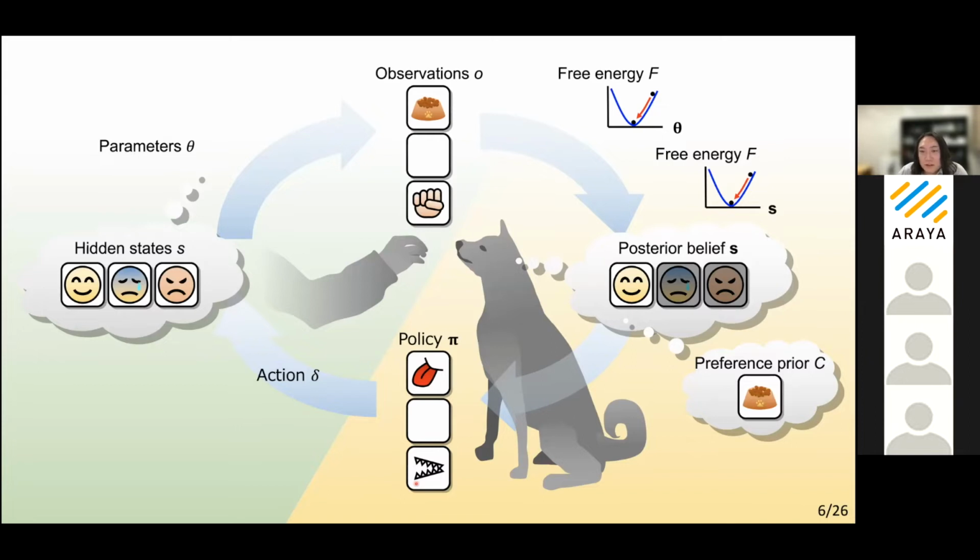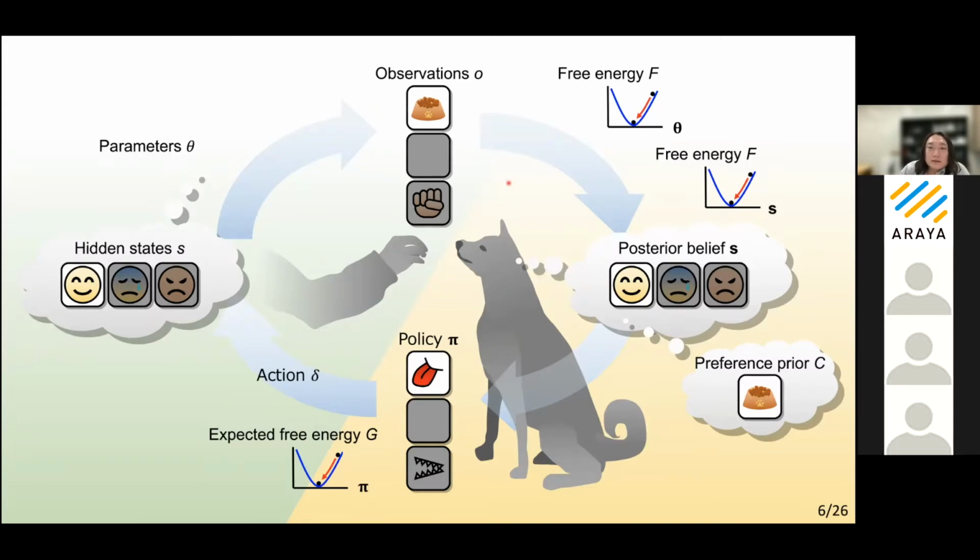And this optimization of action can be explained by the minimization of expected free energy. Here, this is the expected free energy accumulated over the future, which is a function of policy or action. So by choosing some action, the state transition in the future changes, and then depending on that, different free energy can be realized. So by choosing the action that minimizes this expected free energy, the dog finally obtains the food. So this is an explanation of action generation and the optimization of sensitive behavior in terms of the free energy principle.